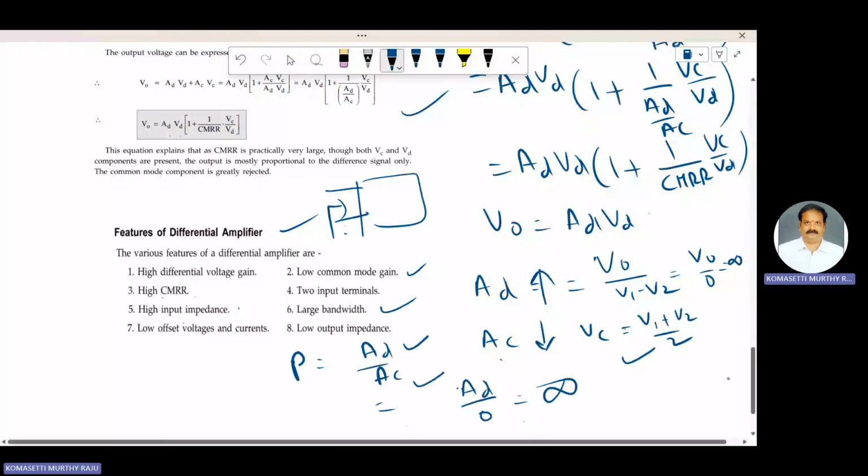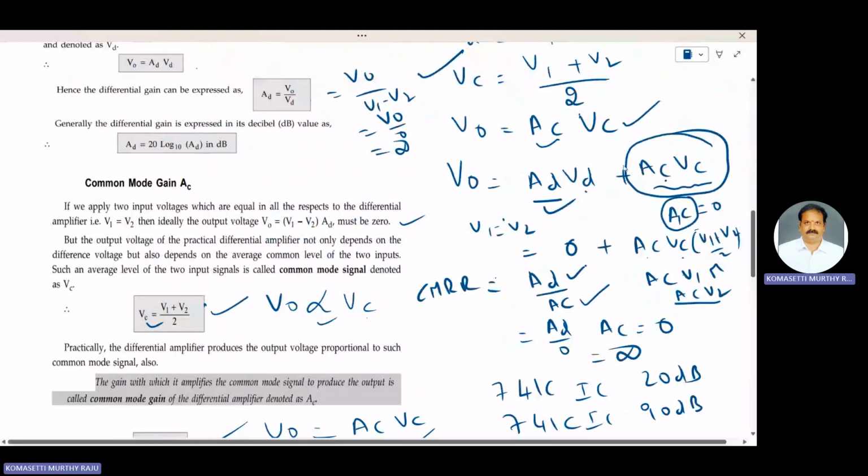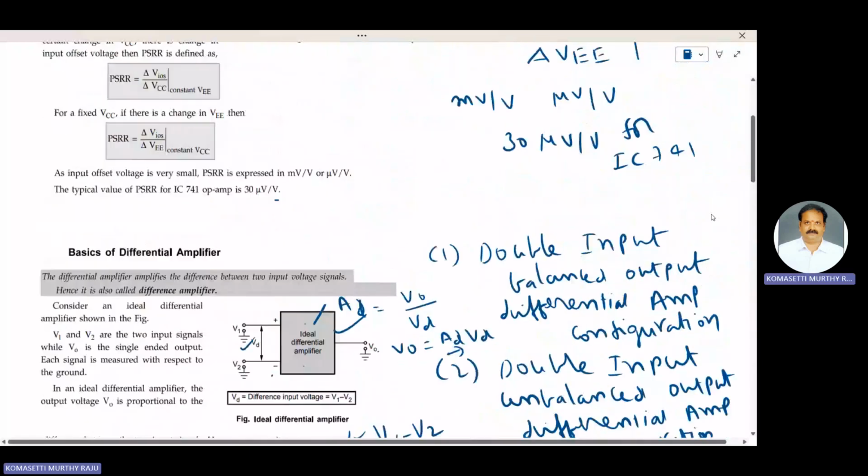These are the two important parameters related to the op-amp. The first one is the power supply rejection ratio. The second one is the common mode rejection ratio.